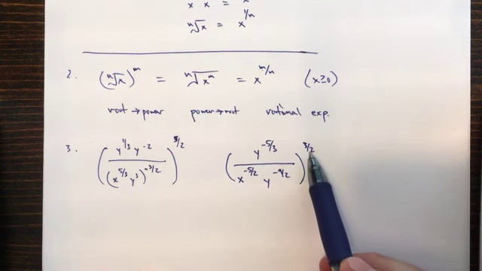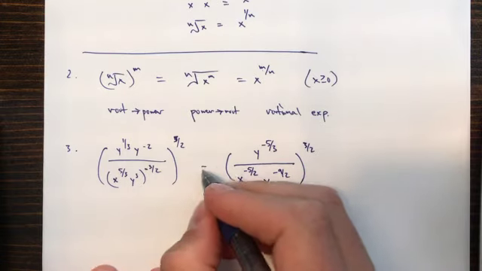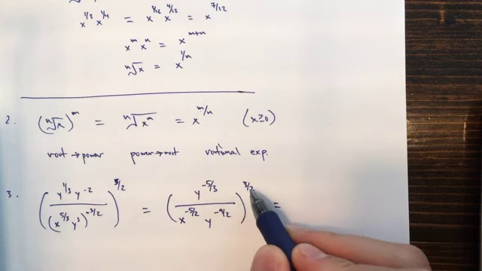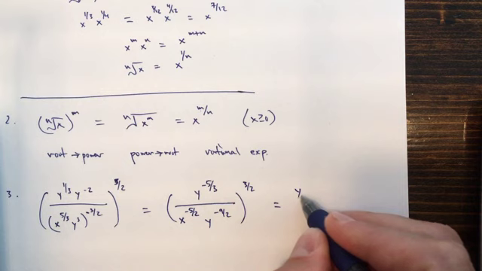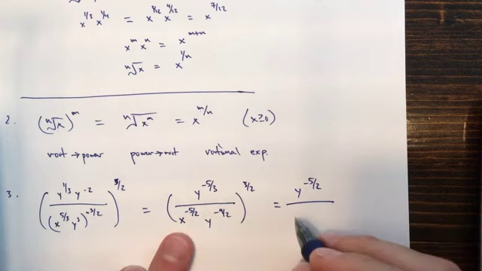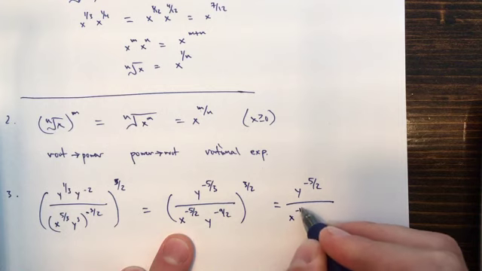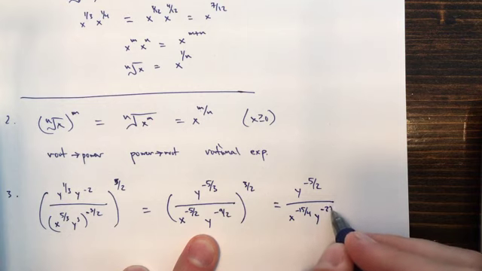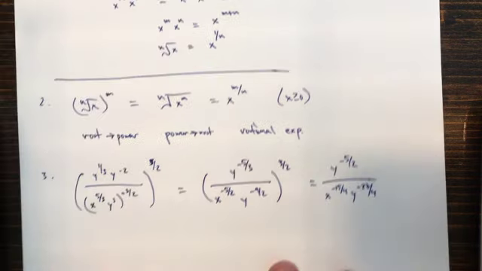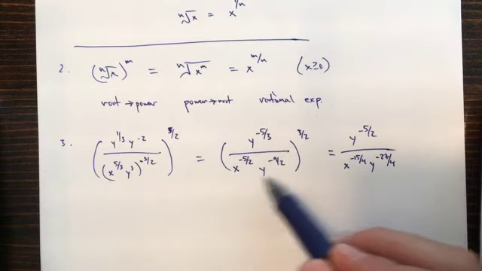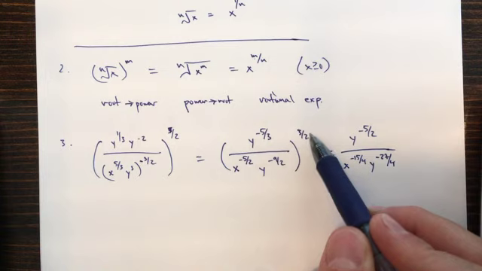Now, I'm going to go ahead and distribute this to everything right now. So y to the -5/3 to the 3/2, I multiply and I get y to the -5/2, all divided by 3/2 times this is going to be x to the -15/4, and 3/2 to this is going to be y to the -27/4. Okay, so basically, because this is all multiplication and division, I can just do power to a power in each case.